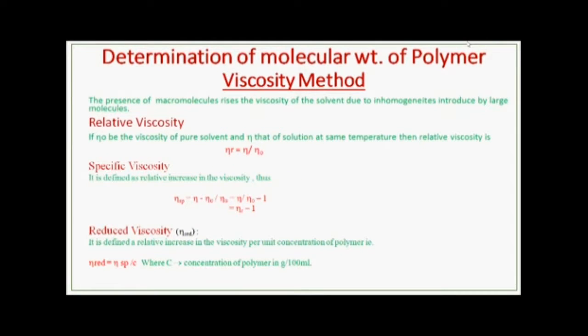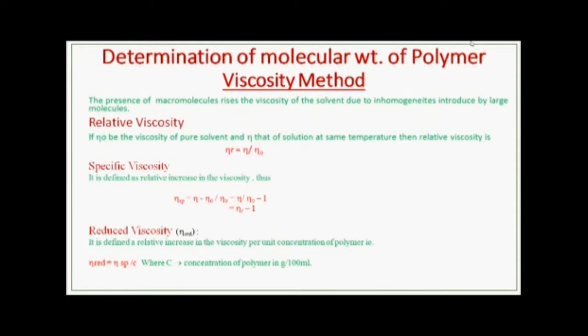Specific viscosity is defined as relative increase in viscosity. Thus, eta Sp is equal to eta minus eta 0 divided by eta 0. On solving, you get eta r minus 1. So eta Sp is equal to eta r minus 1.